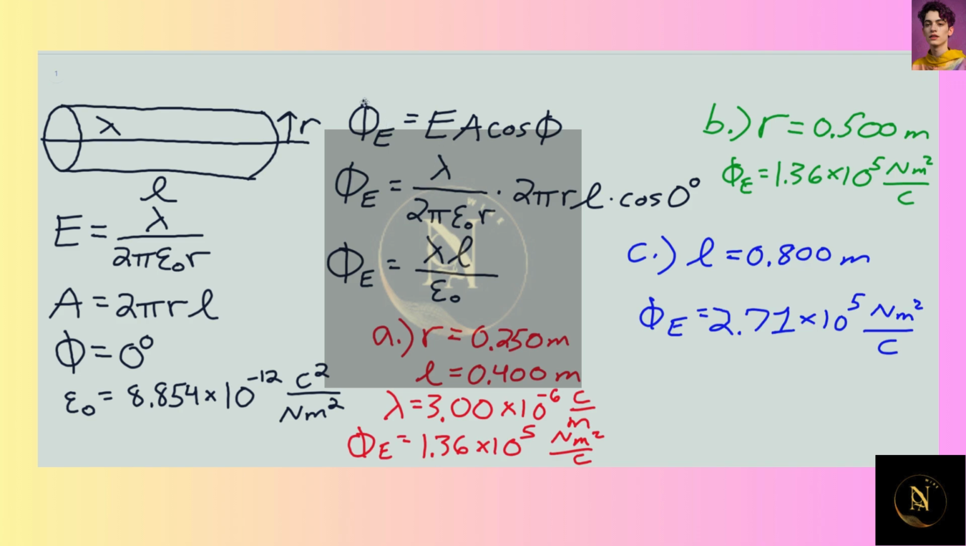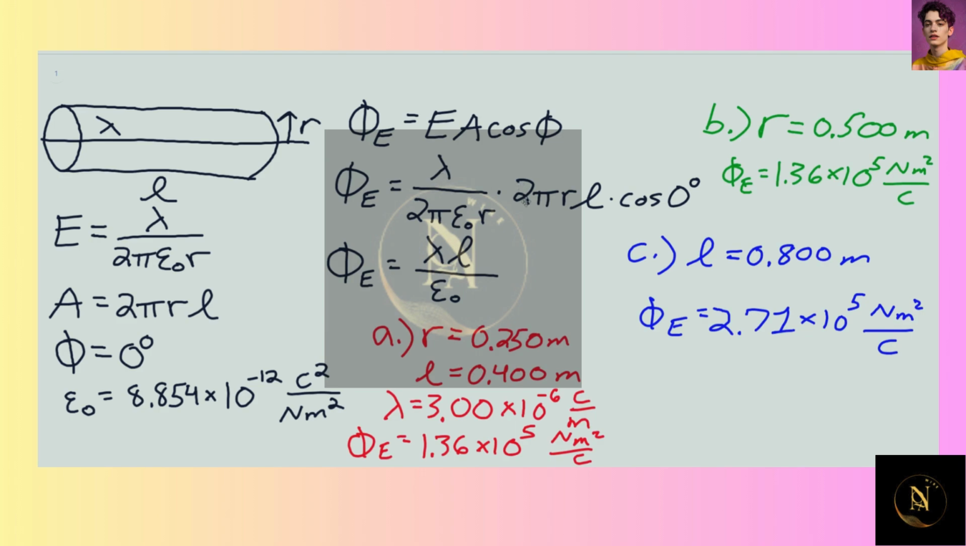So when we want to find the electric flux, that's our basic definition: the electric field times the area times the cosine of the angle phi. But we already know the angle phi is 0. So we just plug in the pieces that we have for the electric field, the area, and the angle. The electric field is lambda over 2 pi epsilon naught times r, times the area, which is 2 pi r L, times the cosine of 0 degrees. Cosine of 0 degrees, though, is just 1, so that's an easy calculation to make.